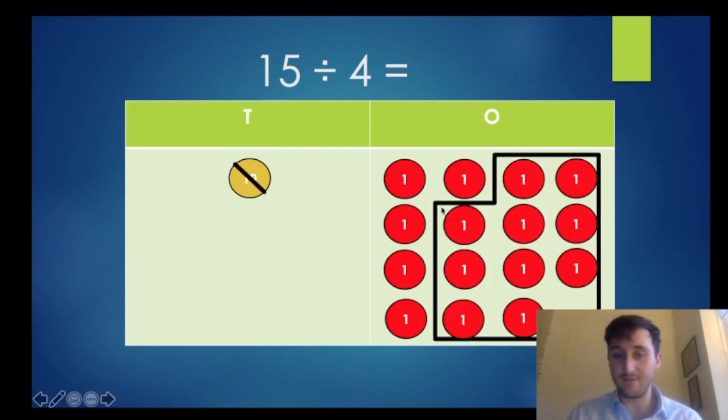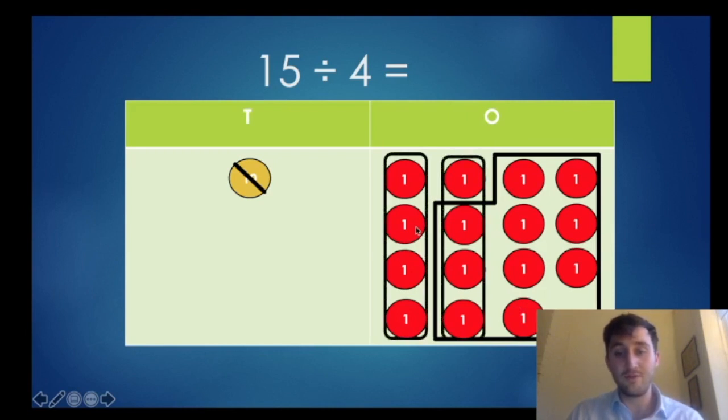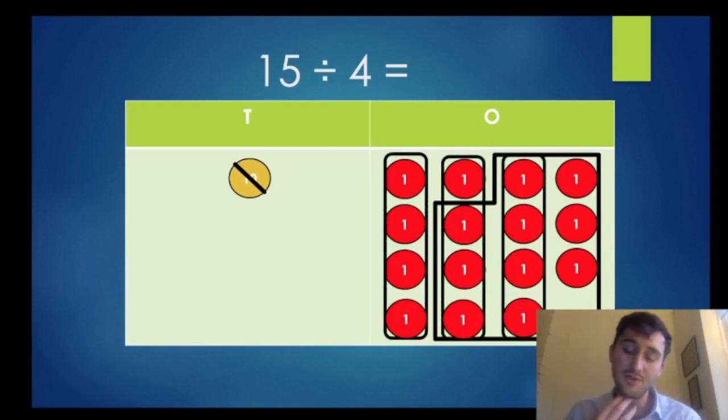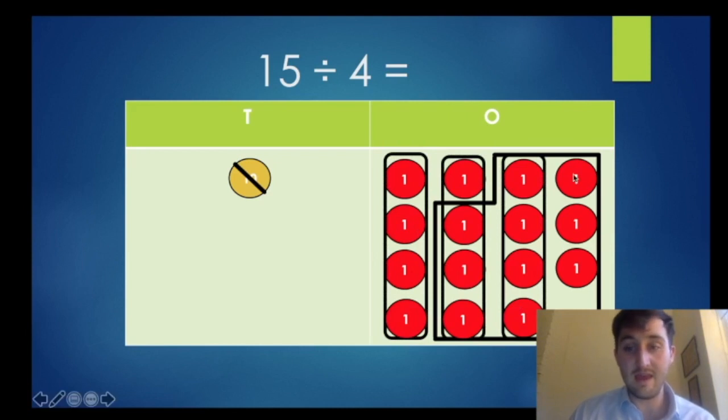Next, so I've got my groups of 4 already. I can see I've got 1, 2, 3 groups. So I know that. And then here I have got 3 1s left over. 3 is less than 4, so therefore I must have a remainder. If I had 4 over here, I would not need a remainder because I've got another group of 4. So the maximum remainder that I can have for this number is 3.